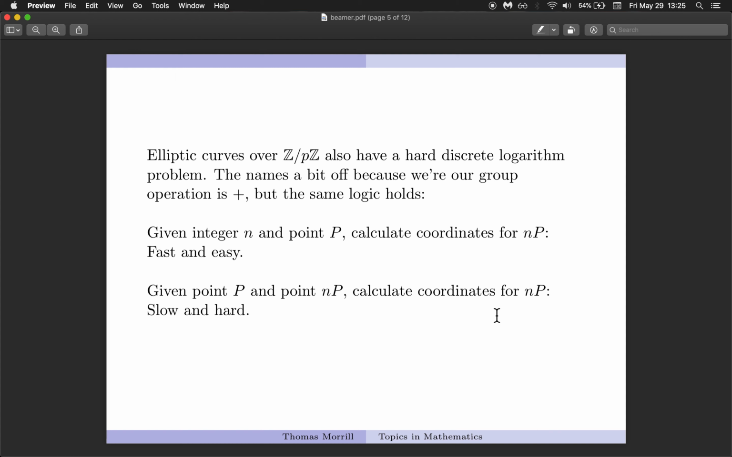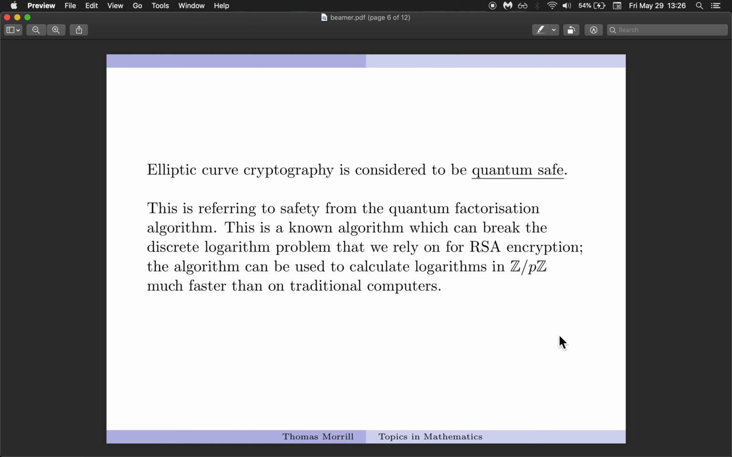So one of the reasons that we use coordinates from Z mod pZ when we're working in elliptic curves, yes, it makes the picture a little bit less intuitive, but it gives us this nice setting where we can easily calculate nP, and attackers have a difficult time of recovering that original n. There is another reason why we would bother with this kind of setup, and that's that elliptic curve cryptography is generally considered to be quantum safe.